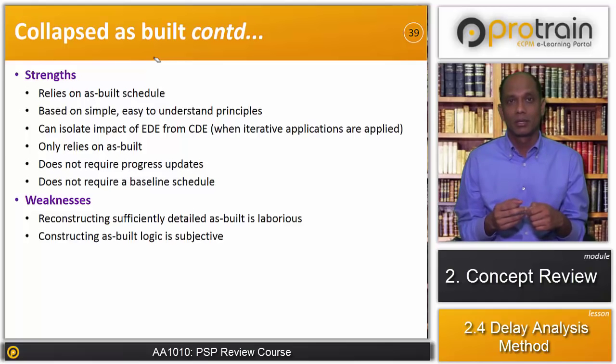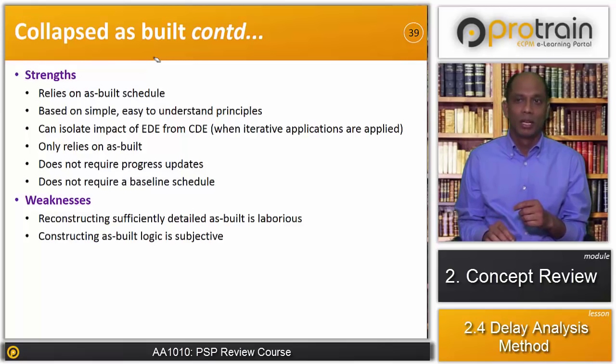Reconstructing as-built logic is subjective. This is because normally in the project we don't capture the as-built logic. It always changes, so there is no means of capturing the as-built logic in the project. We only update the progress on the baseline schedule, so we capture the dates, but very often in construction projects we don't capture the sequence. So that is also one of the weaknesses, that the as-built schedule logic may not always be the true logic, which is the way the work is carried out at the project site. So this is the strength and weakness of the collapse as-built method.